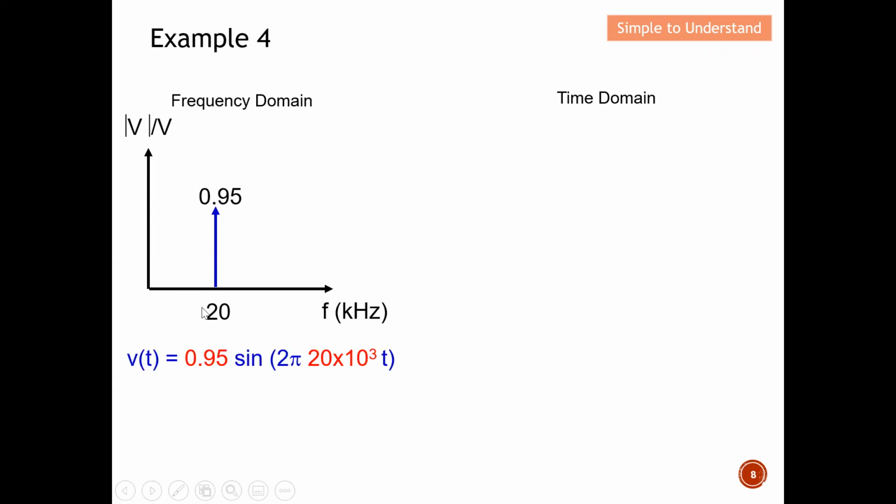Firstly, I can write the equation first. From here, this is the fundamental frequency, 2 pi f. The frequency is 20 kilohertz, and they have a V peak of 0.95. So this is the equation in time domain that describes the signal at the output of the bandpass filter. Next, I am also ready to draw the time domain.